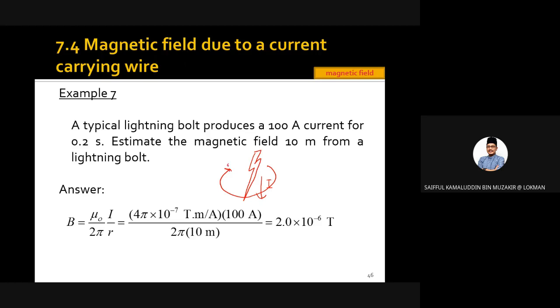Okay. Let's say we have a point over here, point X. The R is 10 meter. What is the magnetic field that will be felt by the point X over here? So we use the similar equation. This one from the calculator, this one from the calculator. I is given 100 ampere, R is given 10 meter. You get this one. Simple.